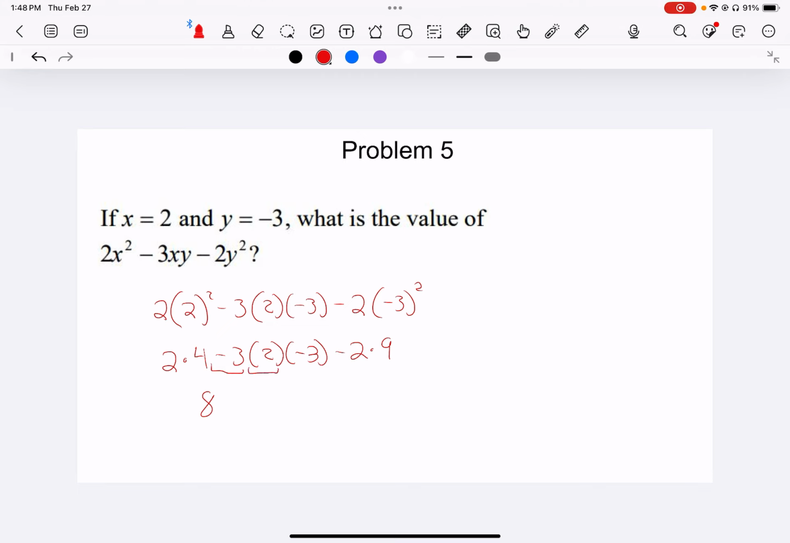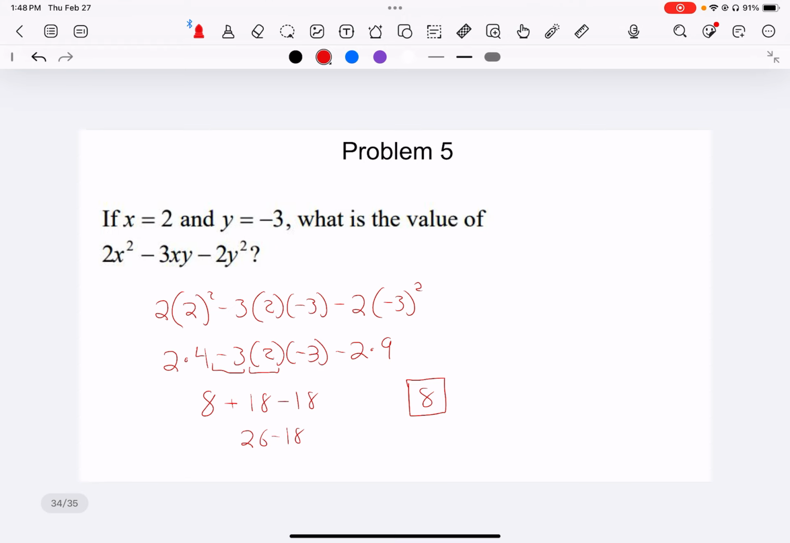-3 times 2 is -6, times -3 is a positive 18, and then -2 times 9 is -18. 18 plus 8 is 26, and 26 minus 18 is 8.